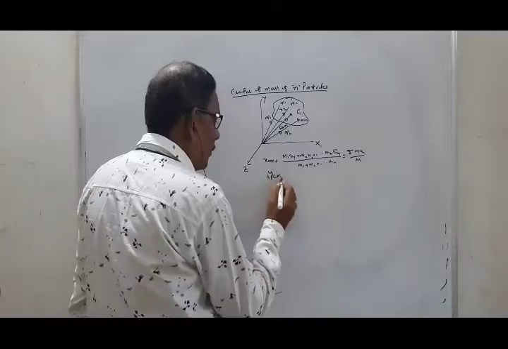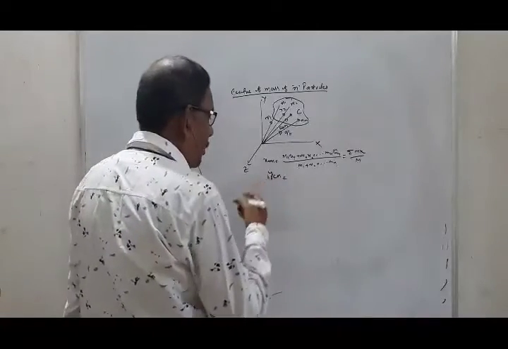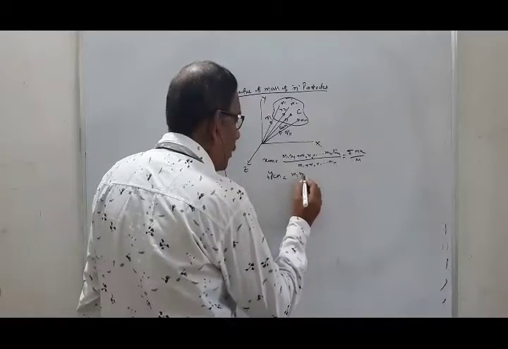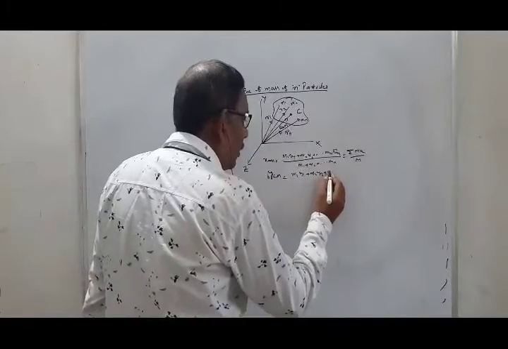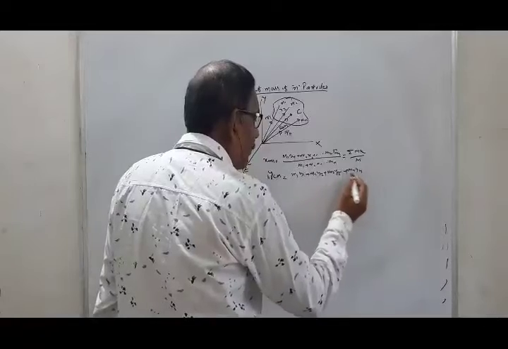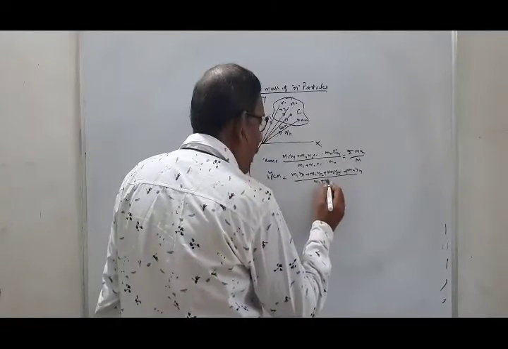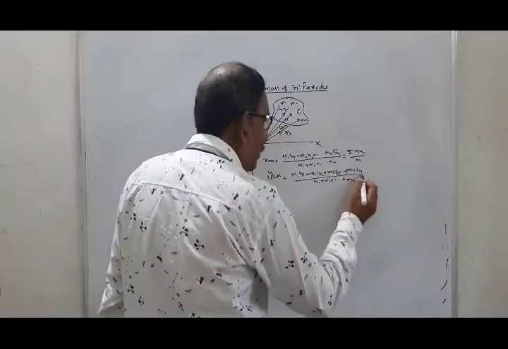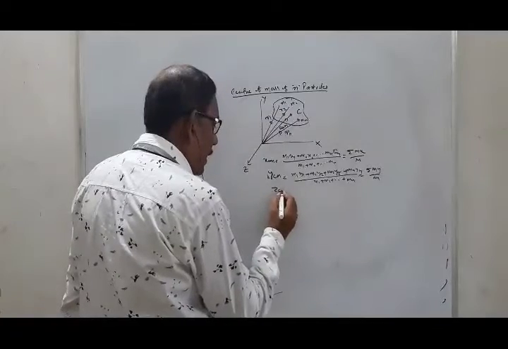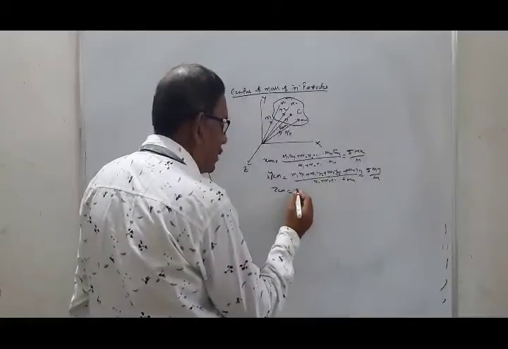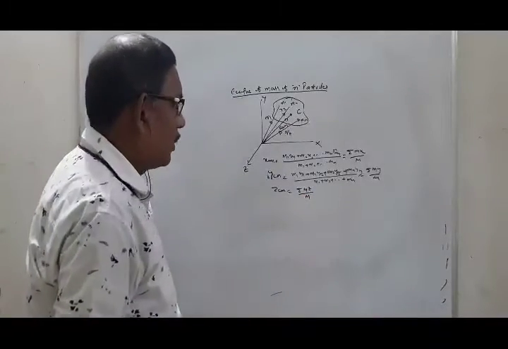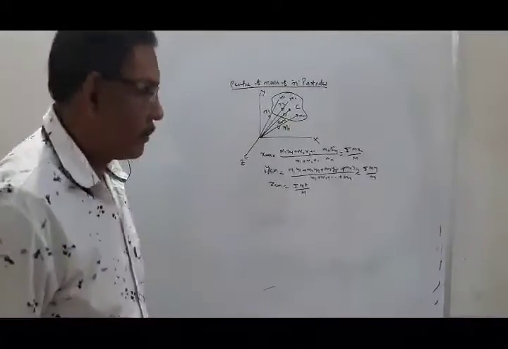Now for YCM, the center of mass y coordinate: M1 y1 plus M2 y2 plus M3 y3 up to Mn yn by M1 plus M2 up to Mn. That is equal to summation My by M. Then for z coordinate, the center of mass is summation Mz by M. Okay. In this way, calculate for the n particle system.